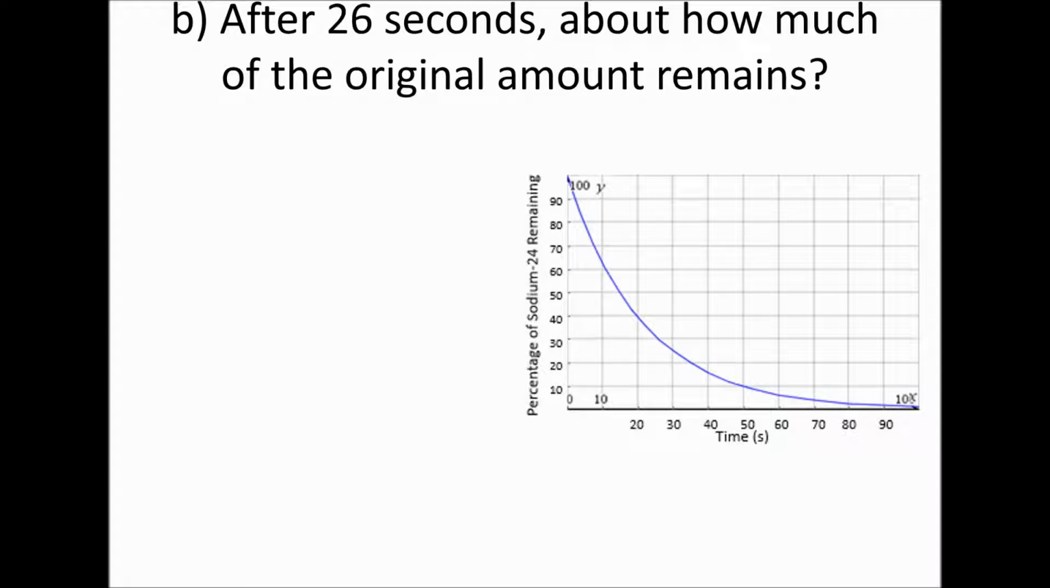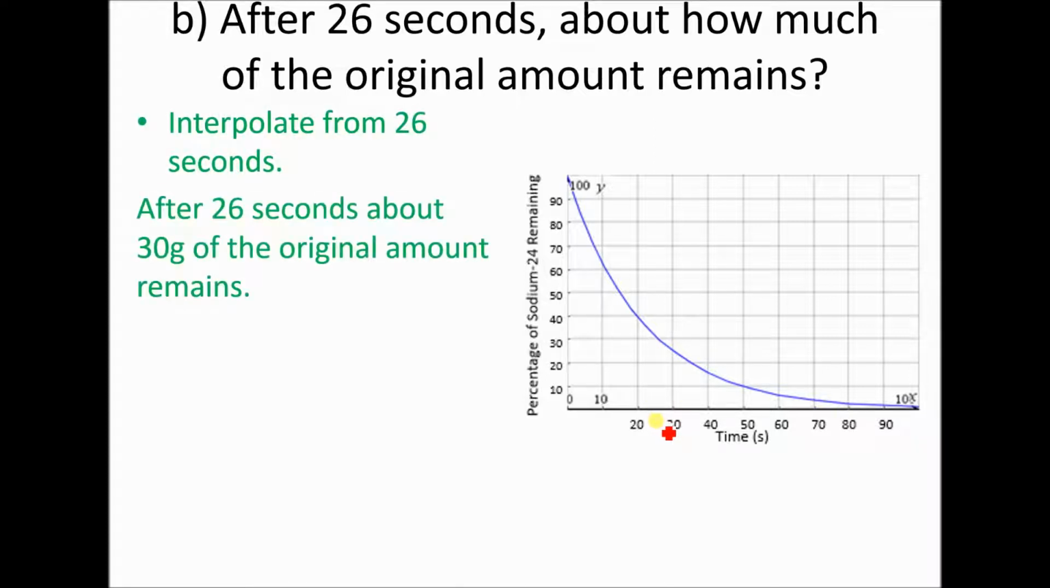Part B, after 26 seconds, how much of the original amount remains? So 26 seconds, we're going to try and find that somewhere over here on the graph, and we're going to interpolate. So 26, going up to there, and then across, about 30%. That should be 30% of the original amount remains, because we don't know necessarily how much there was. We're dealing with percentages here.